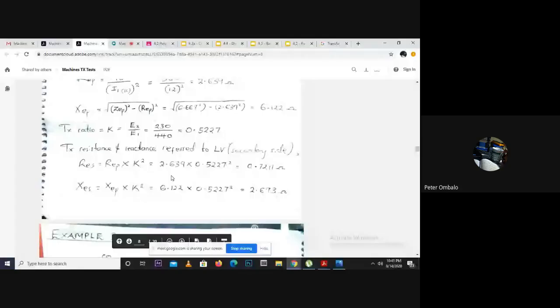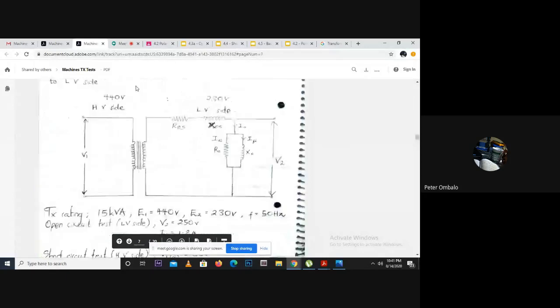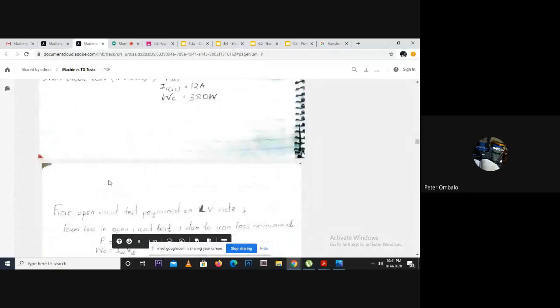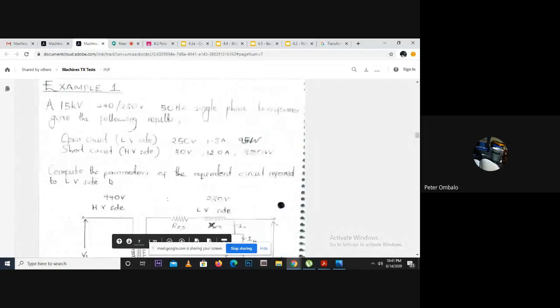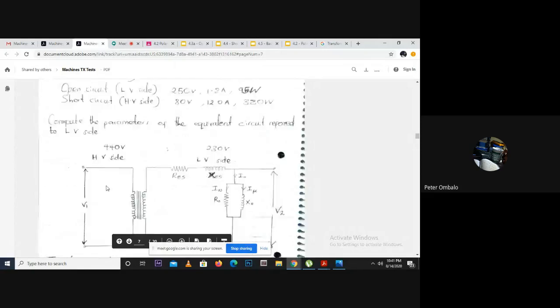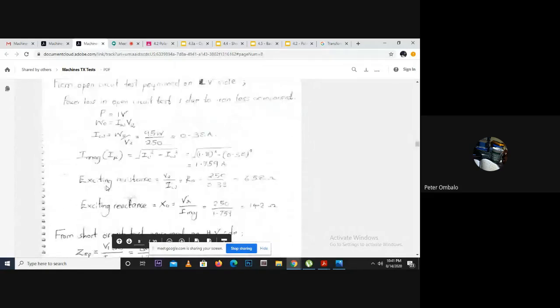So the R equivalent according to secondary and the X equivalent according to secondary. Once you obtain all these values, you can come back to the equivalent circuit and just plug them in, and that becomes the equivalent circuit. So I guess we've answered that one: compute the parameters of the equivalent circuit and refer them to the low voltage side.